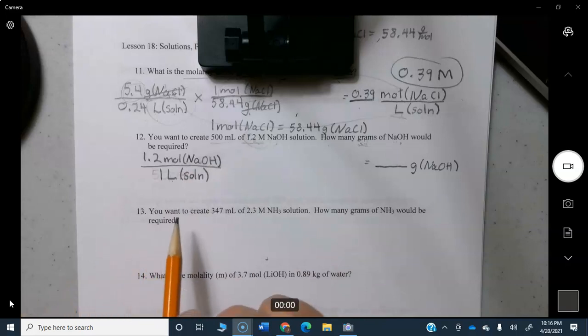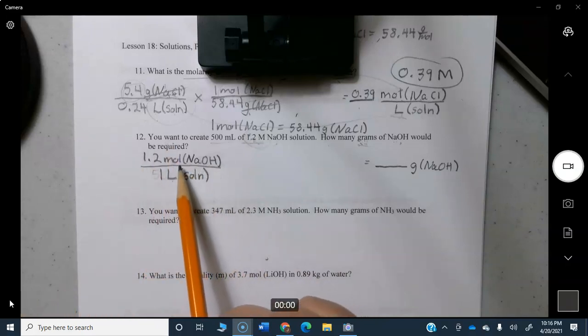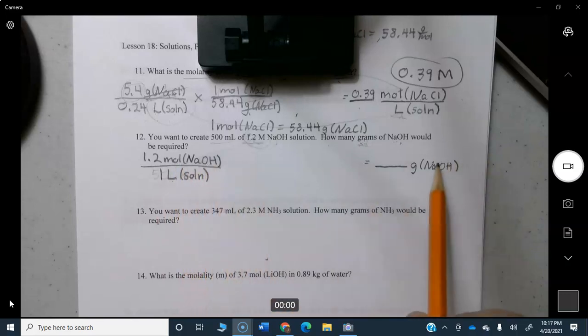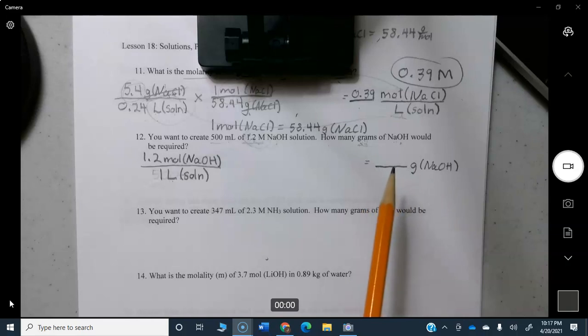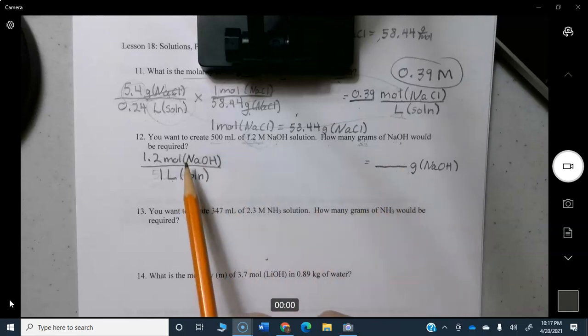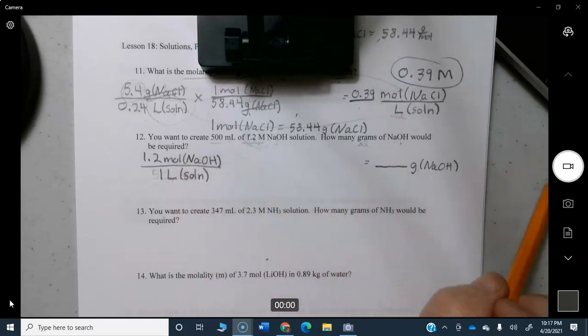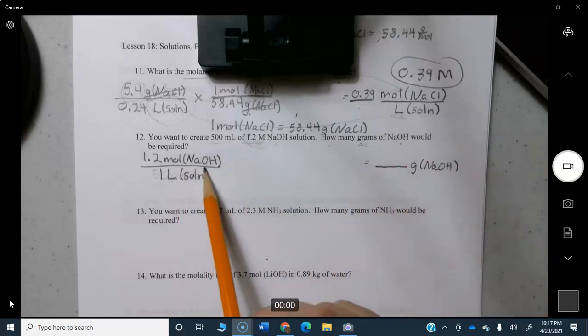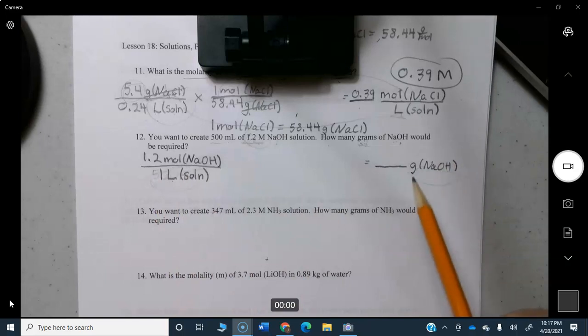Okay, so let's look at the top. We need to go from moles of NaOH to grams of NaOH. So right away, hopefully you're getting to recognize that's a molar mass conversion. Grams is the mass, moles is the moles, molar mass. You're going from moles to mass. Then you see you have something in the denominator here, a liter of solution, and you don't have anything in the denominator here. So that's just like problem number 10.